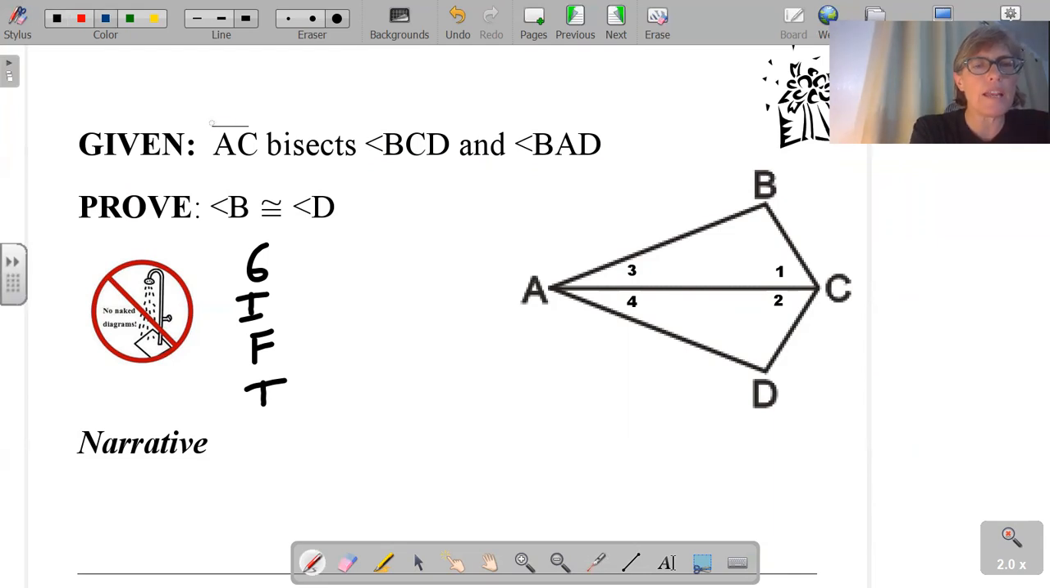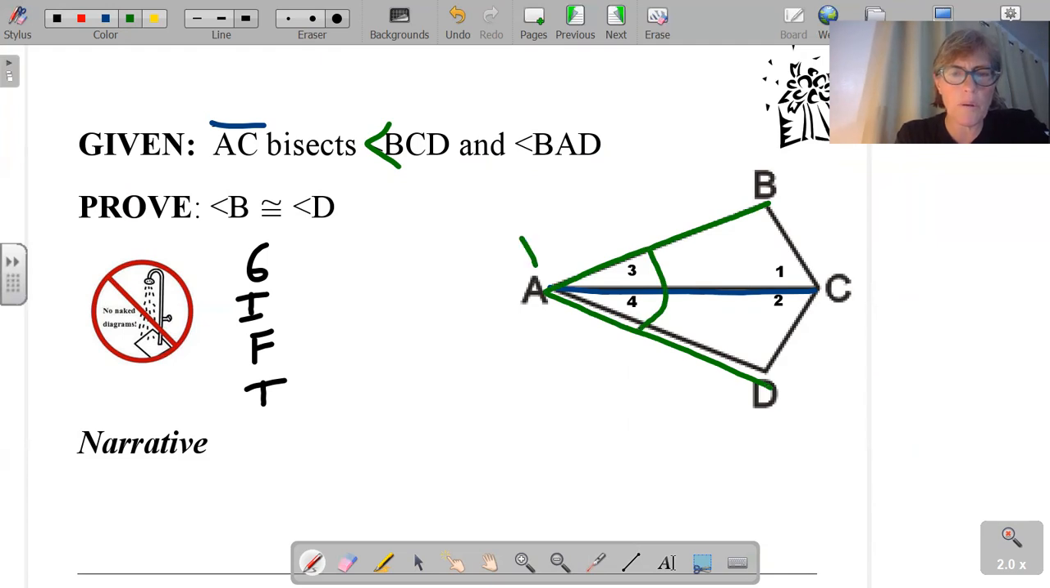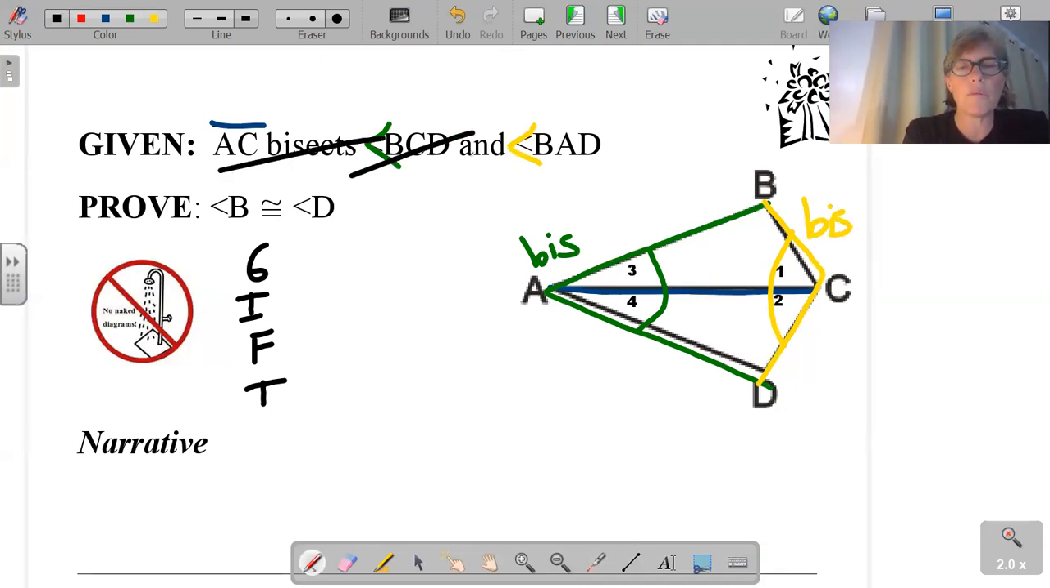It says AC right here bisects BAD, trace and sweep. That's a bisector this way. And BAD bisects going this way. Okay, we're done with this information.